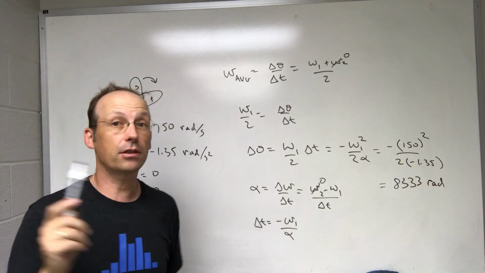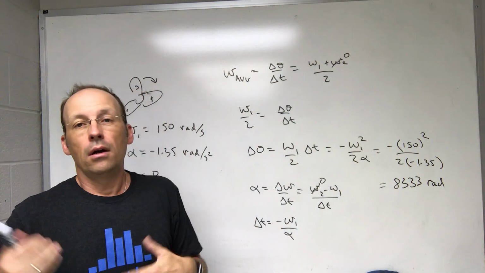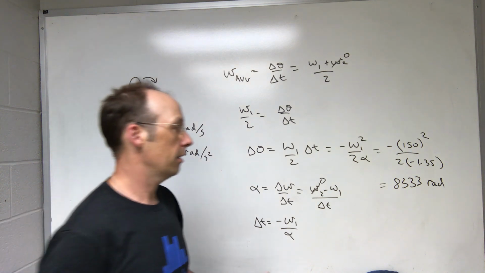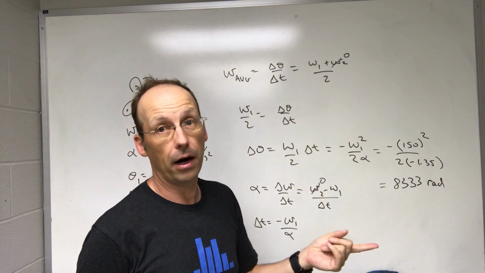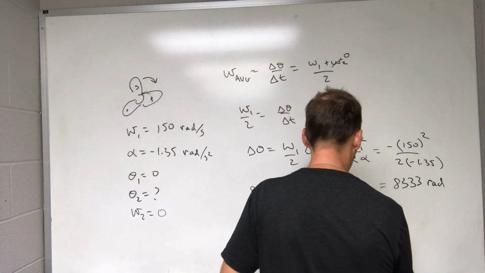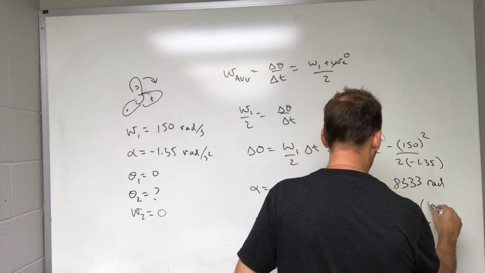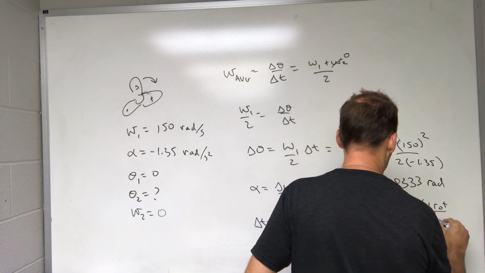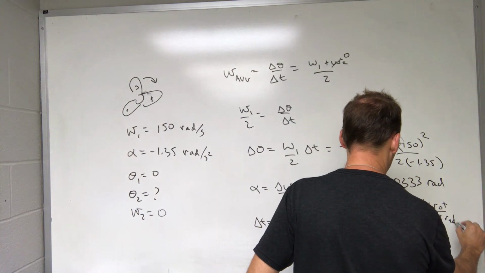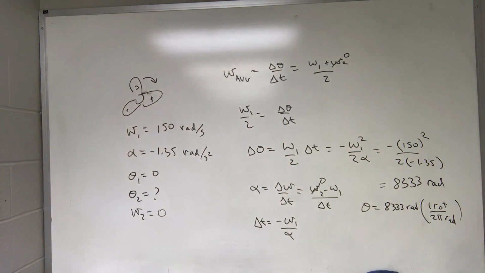Now, I said how many times does it rotate? I didn't say the angle. So we need to find the number of rotations. Well, one rotation is 2 pi radians. So theta equals 8,333 radians times 1 rotation divided by 2 pi radians. So if I divide that by 2 pi, I should get it. I get 1326. That's a lot.